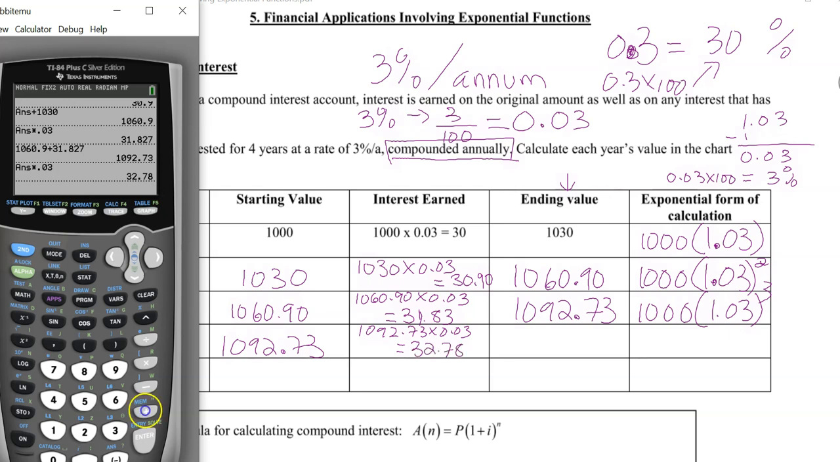Add those 2 numbers together, so I'm just going to go plus. The plus will pull down the 32.78, and I'll just bring down the 1092.73, and we have $1,125.51.